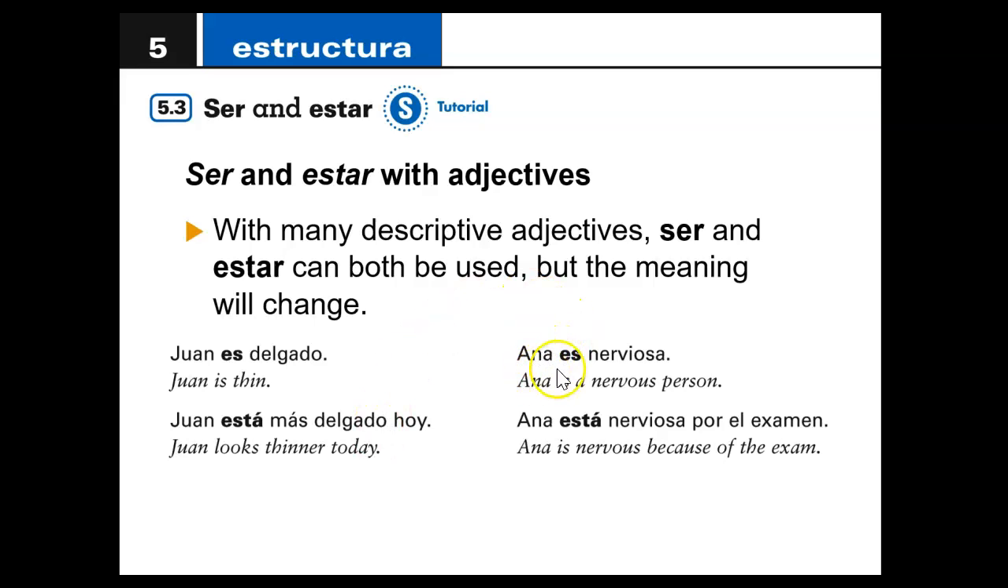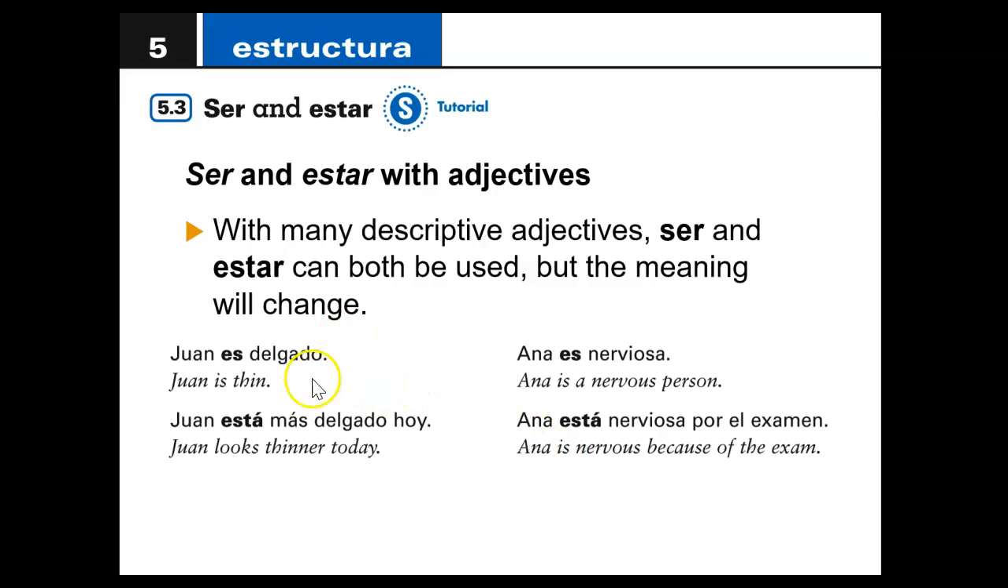Here's another example. Ana es nerviosa. Ana's a nervous person, in general. You can say Ana está nerviosa por el examen. So at this very moment in time, Ana is nervous because of the exam. She's normally not a nervous person.